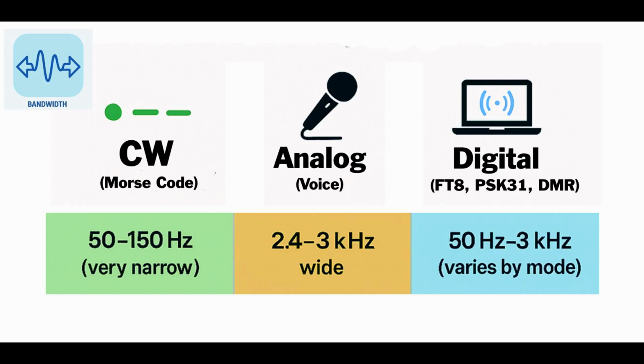CW has the narrowest bandwidth, which means when using CW, the receiver is only listening to a tiny slice of the spectrum.